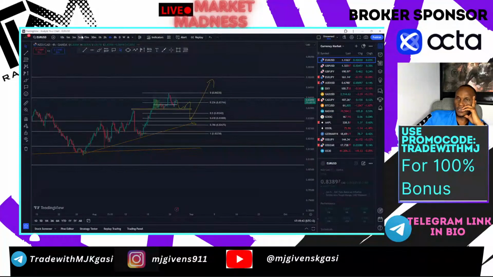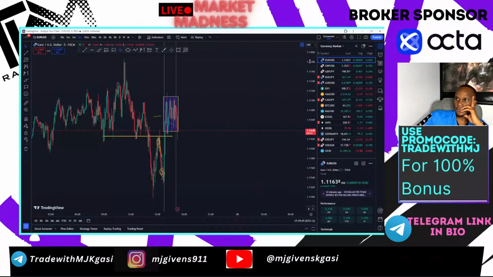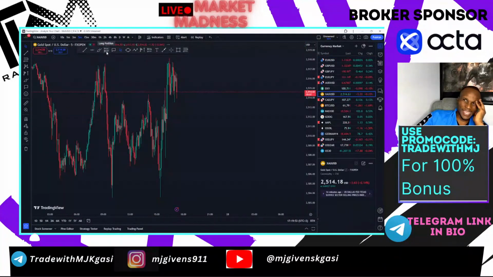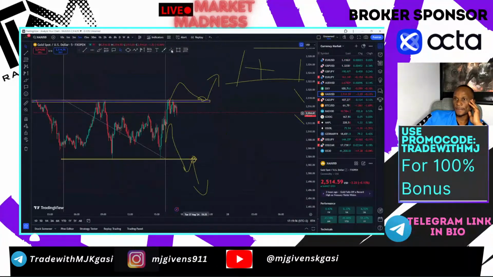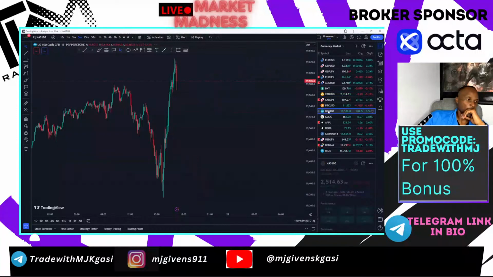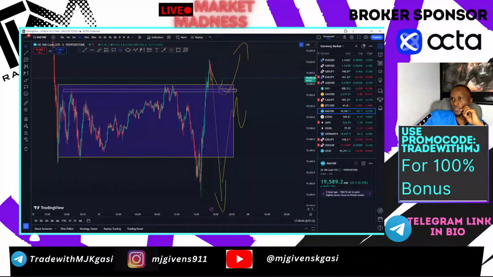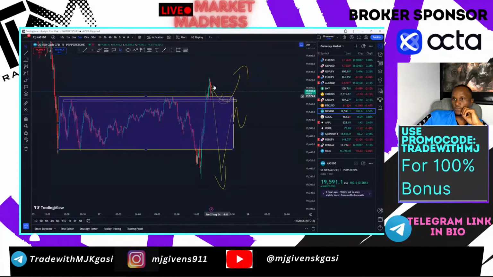Euro dollar still playing on the sidelines. Wants to break to the downside. Let's see. But my number one, remember, is gold and NASDAQ. Look at that, NASDAQ retraced back to this level here, but wanted on 15 minutes.